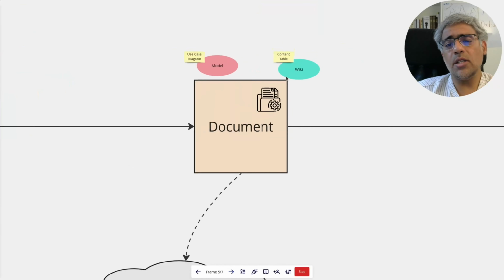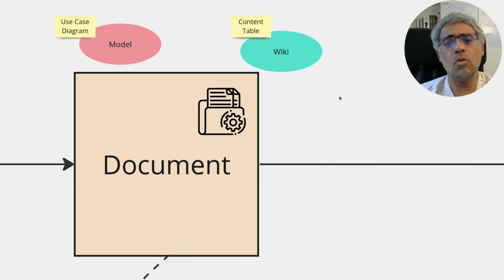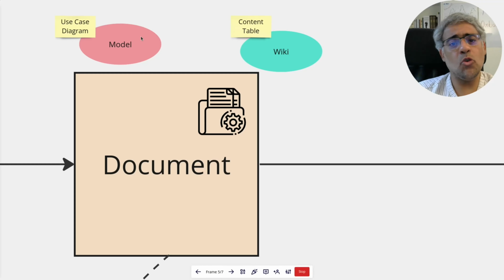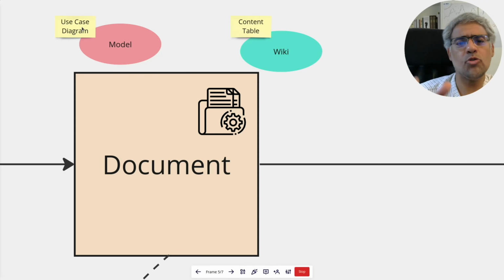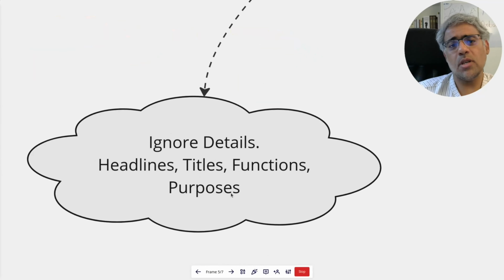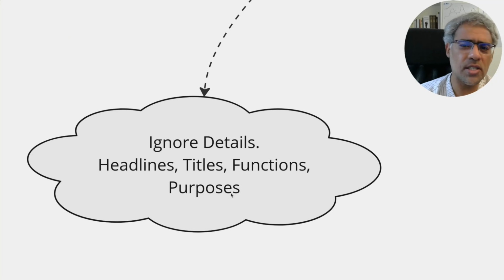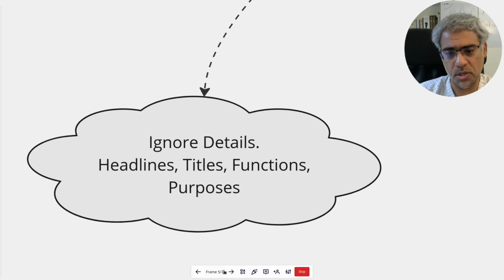Let's go to the documentation and modeling. Any company has its own modeling and documentation for knowledge sharing. If you have, for example, a UML diagram in front of you, go just to the use case diagram, or just go to the wiki content table. Why? Because I would suggest you ignore a lot of details. Just headlines, titles, functions, and purposes. It is enough for you at the beginning. And you go to the next level and next layer of detail step by step after the onboarding process.